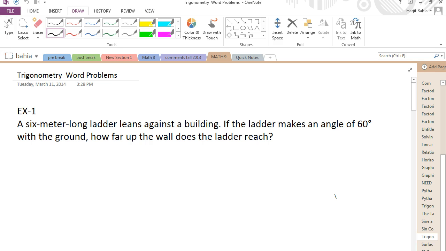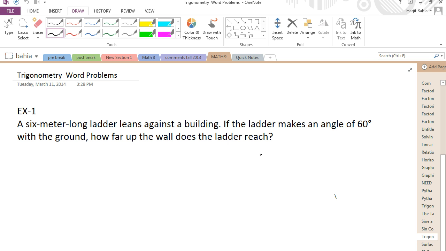More ladder questions, though. A 6-meter long ladder leans up against a building. If the ladder makes an angle of 60 degrees with the ground, how far up the wall does the ladder reach? Most of you stop and think, oh my god, this is so hard. You know why you think it's so hard? Because you're not imagining it, or you're not taking the effort to draw a diagram. Once you draw the diagram, it'll all click into place. Trust me.